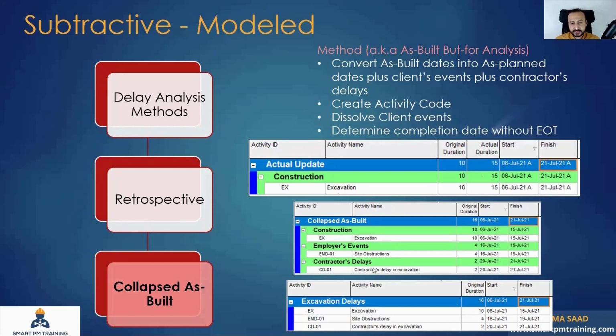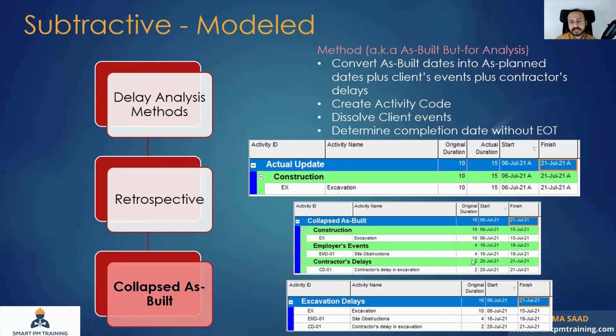dates. So you see here, for example, after I did all of that on a high level, it matches the actual duration from 6th of July to 21st of July. So it will all match, all activities will match. It's a twin of the as-built program. So if you do your job right, you run the program, it will match the actual completion date.